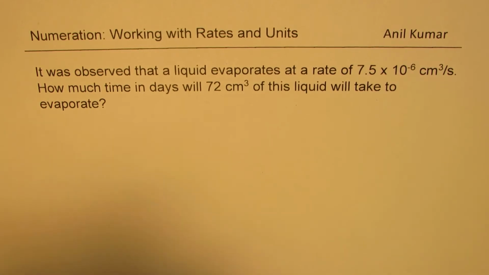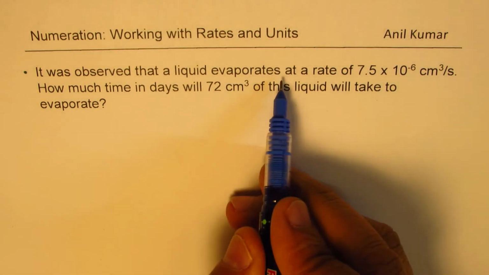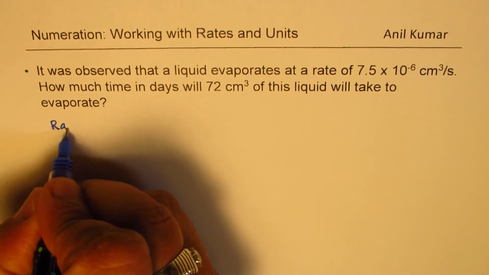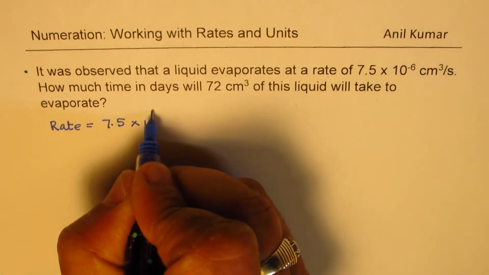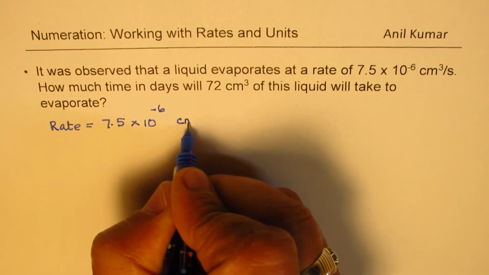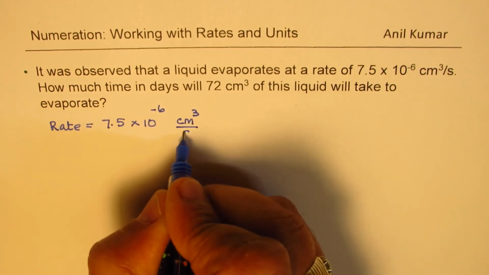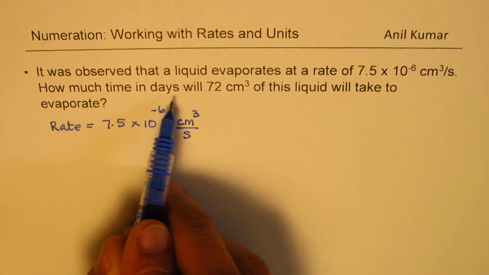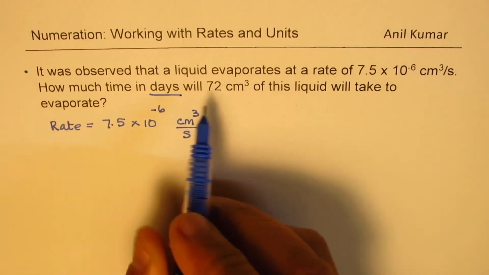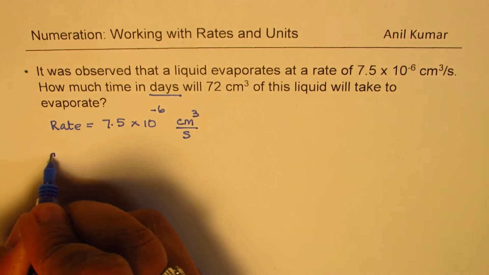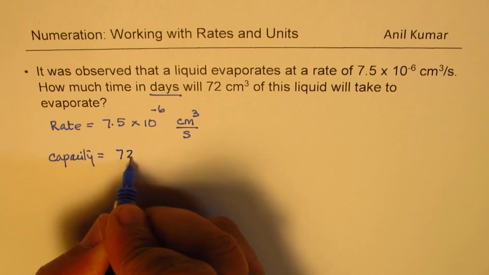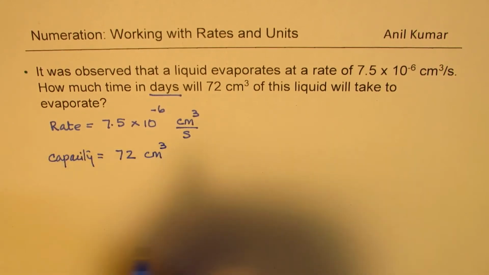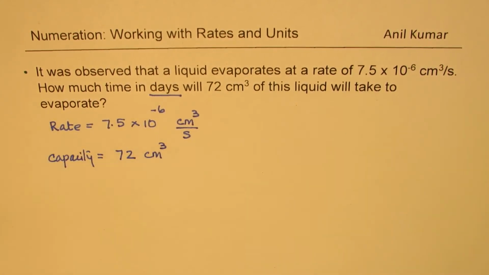The second question here is, it was observed that a liquid evaporates at a rate of 7.5 times 10 to the power of minus 6 centimeter cube per second. How much time in days will 72 centimeter cube of this liquid take to evaporate? We want the answer in days.